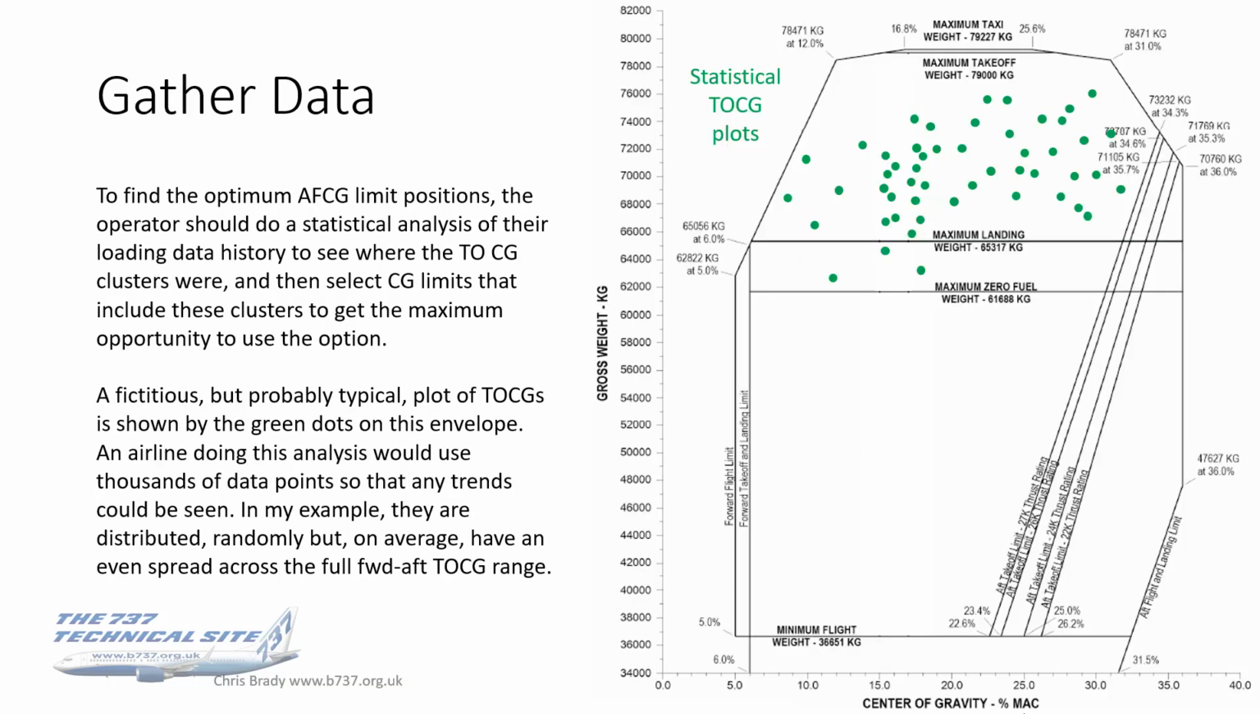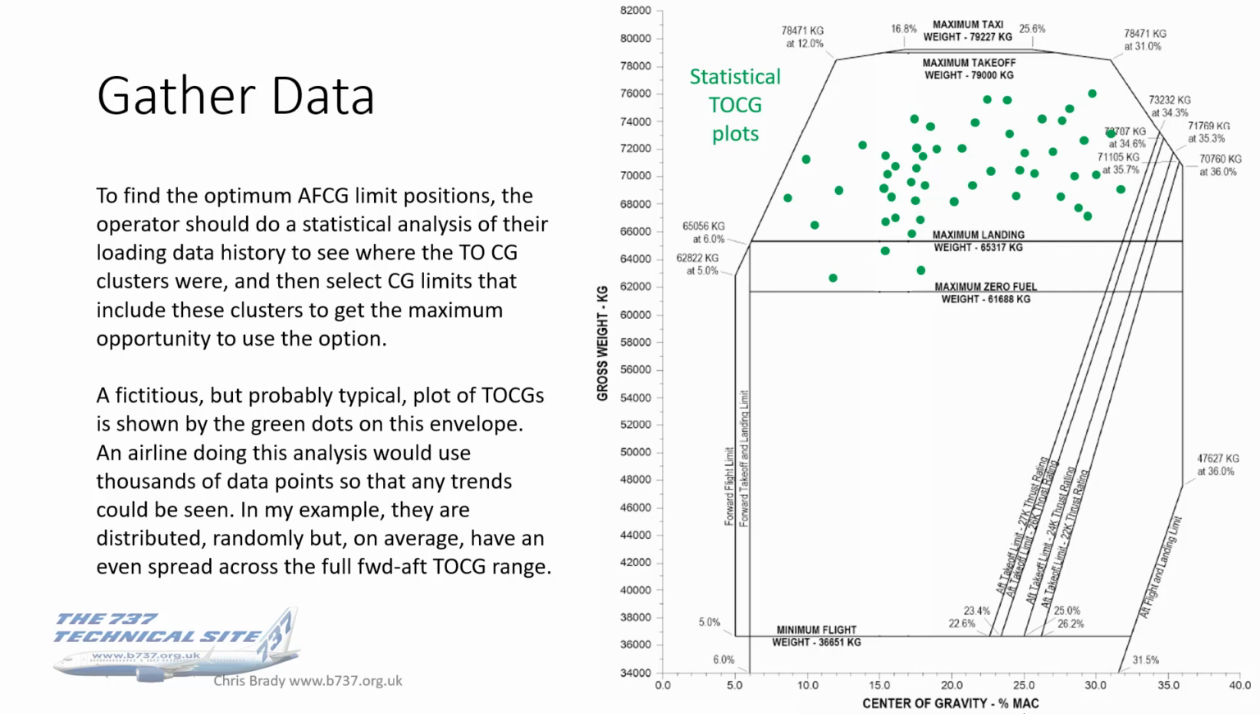What you need to do is you need to gather your data. So to find the optimum alternate forward CG limit positions, the operator should do a statistical analysis of their loading data history to see where the takeoff CG clusters were, and then set the CG limits that include these clusters to get the maximum opportunity to use the option.